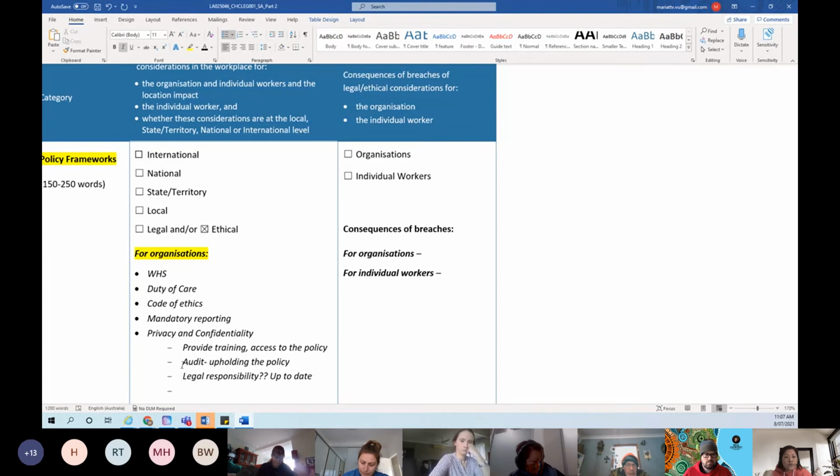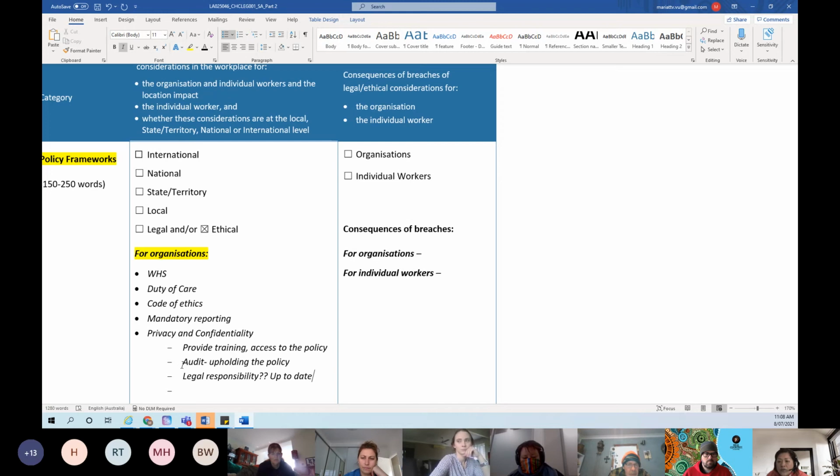I'll give you one example. Occupational health and safety. That's what it used to be called. We don't call it that anymore. We call it work health and safety. Yes? So legislation, policy, it changes regularly and we need to be up to date with it as an organisation, okay?